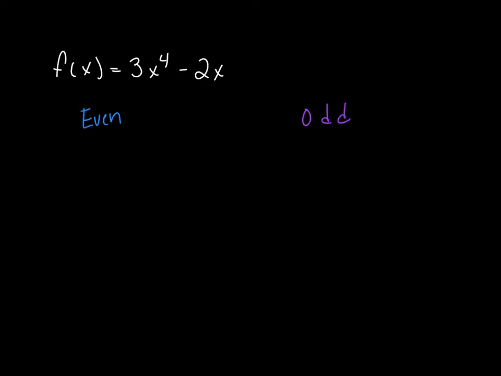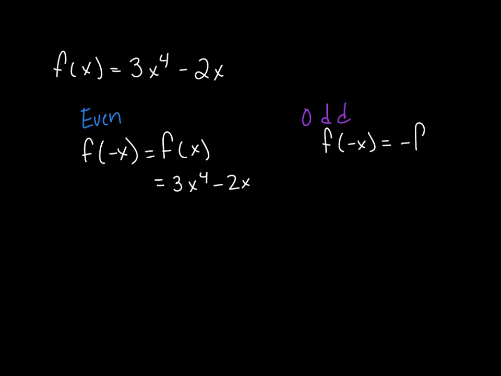All right, so even functions. If I replace negative x, it has to equal exactly the same function. Exactly the same function looks like this. An odd function, if I replace negative inside there, has to look like this, which in this case would be negative 3x to the fourth plus 2x squared. So is either one of these true? I'll put a little question mark next to those right now.